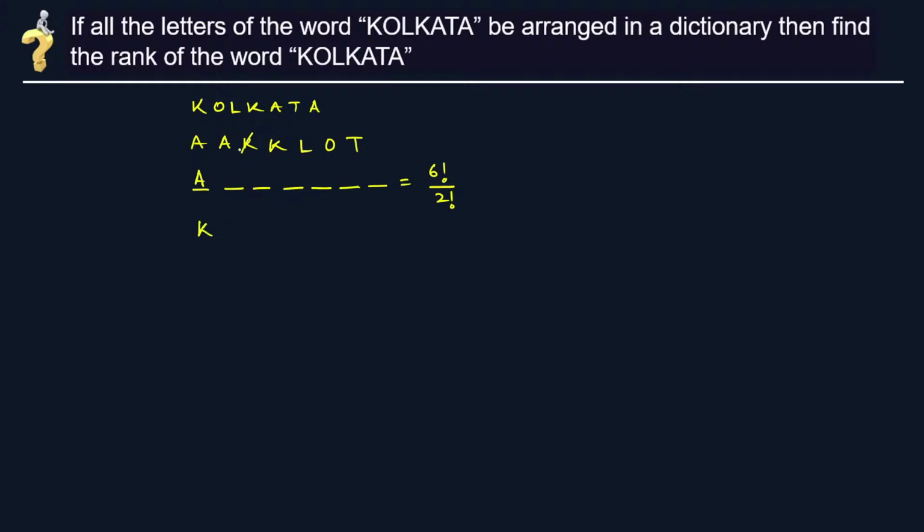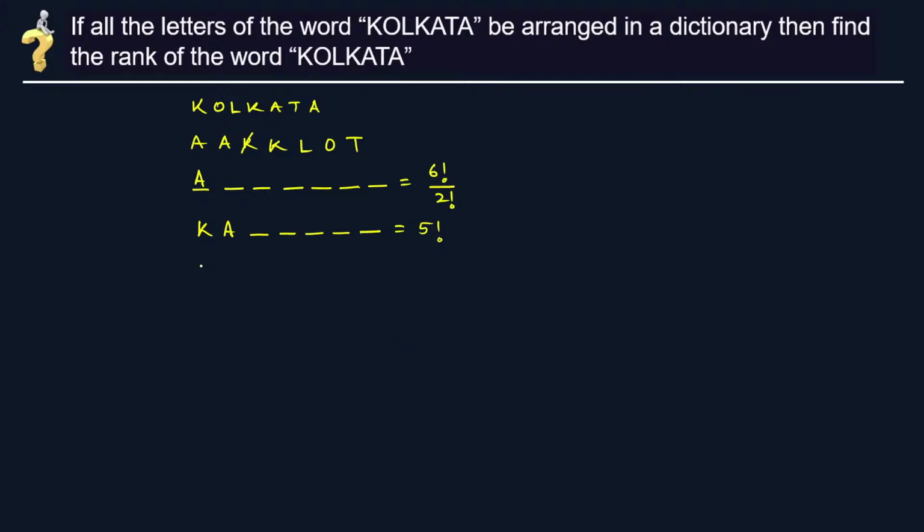The moment you get K, the next alphabetical word will come A. Now you fixed A over here, and the rest 5 places can be filled by 5 different alphabets now, because 1K is fixed, 1A is fixed. So we are left with 1A, 1K, L, O and T. So we are having 5 different alphabets. Therefore, 5 different alphabets can arrange among themselves in factorial 5 different ways.